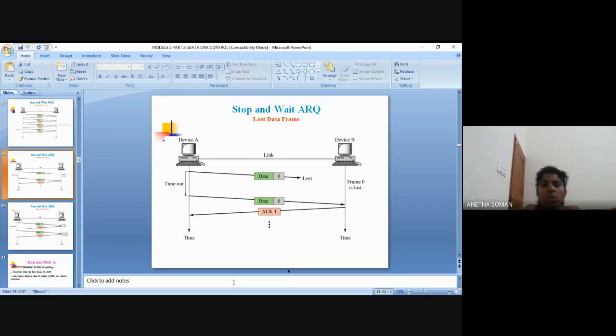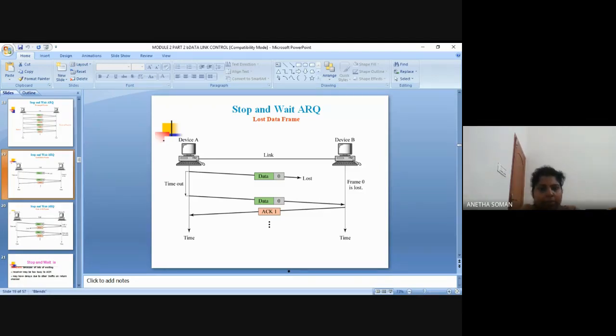If the frame never makes it to the receiver, the receiver can never acknowledge, right? Only once the frame reaches the receiver can the receiver acknowledge it, either in a positive manner or in a negative manner. Now, what happens if the frame is not reaching the receiver? A timer starts. Once the timeout period is reached, device A understands that something has happened, so it has to retransmit the data. It retransmits the data and gets back the acknowledgement. You can see in that diagram, the data is lost.